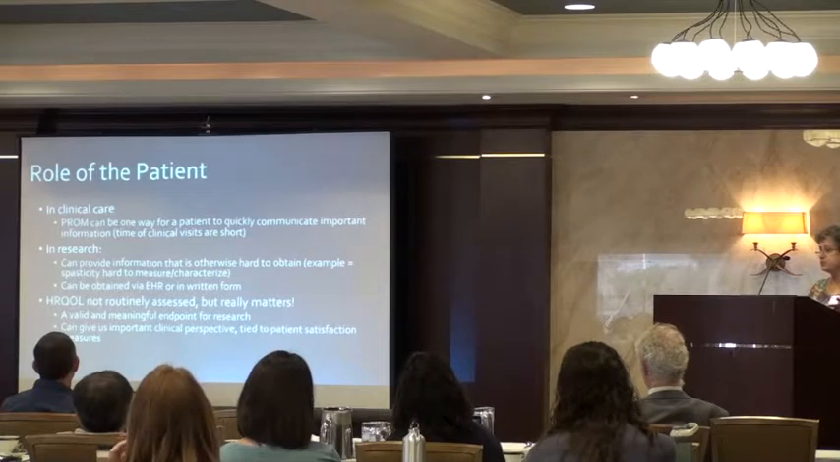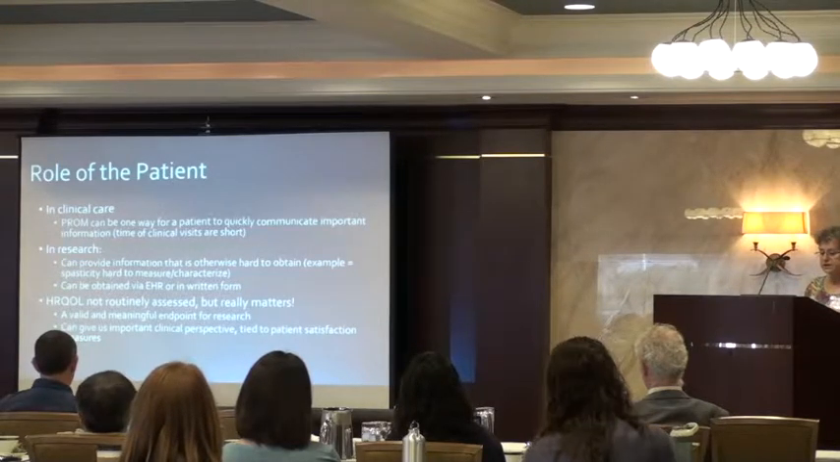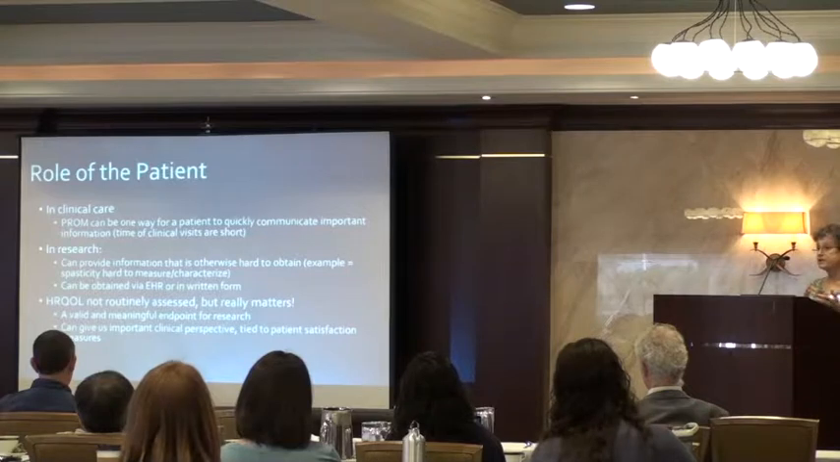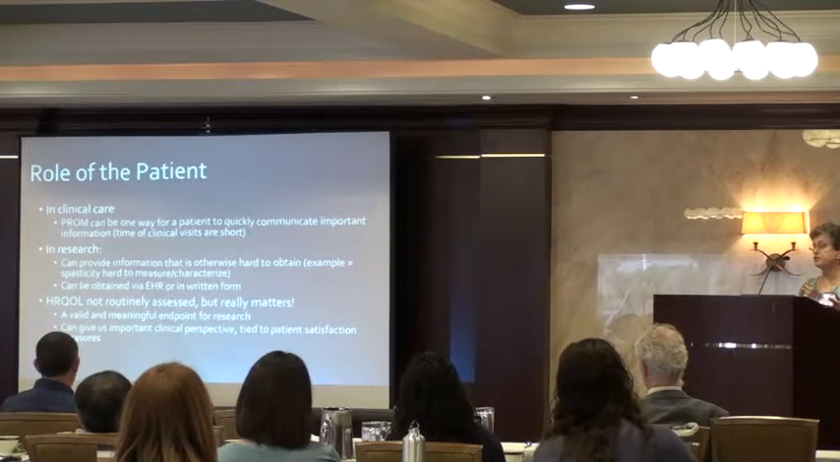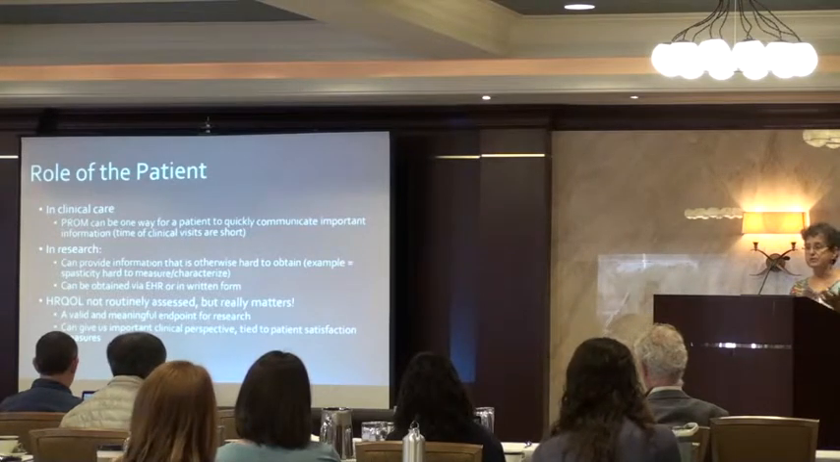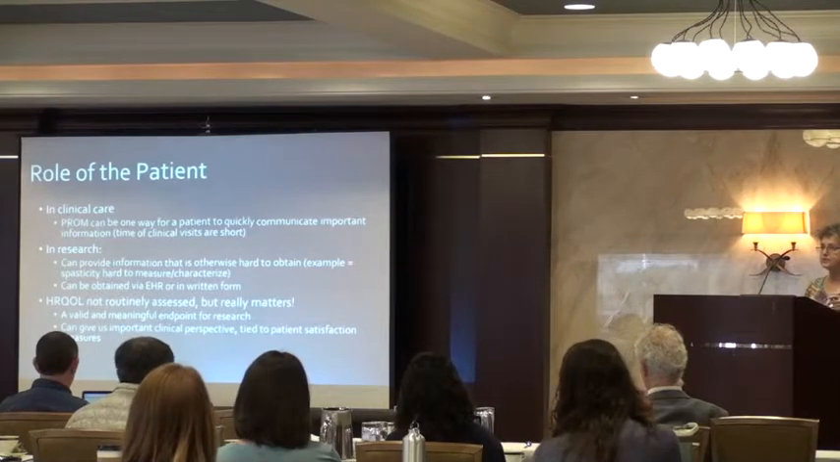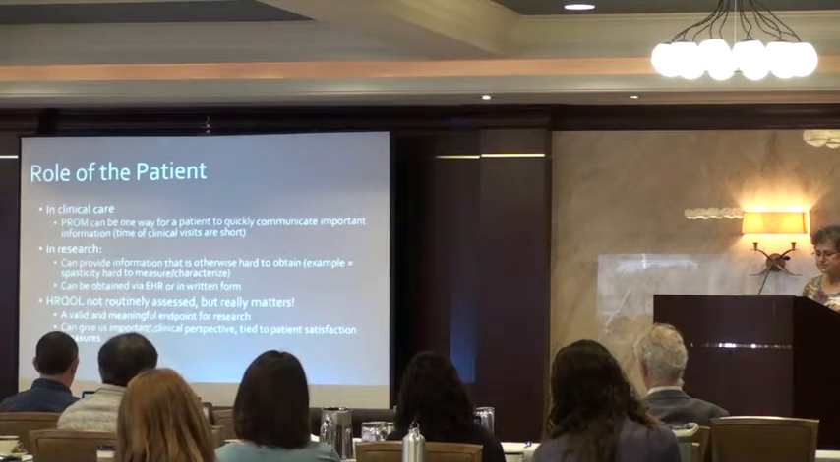In research, it can get you information that's otherwise hard to obtain. For example, we're going to talk about a spasticity patient-reported outcome measure. It's hard to measure reliably in the clinic. There are scales, but there's a lot of variability, and it's hard for people to characterize. You can also get it via the electronic health record or on a written form. People can sometimes do them before they come into the research appointment, or while they're sitting and waiting between different parts of the clinical research visit.